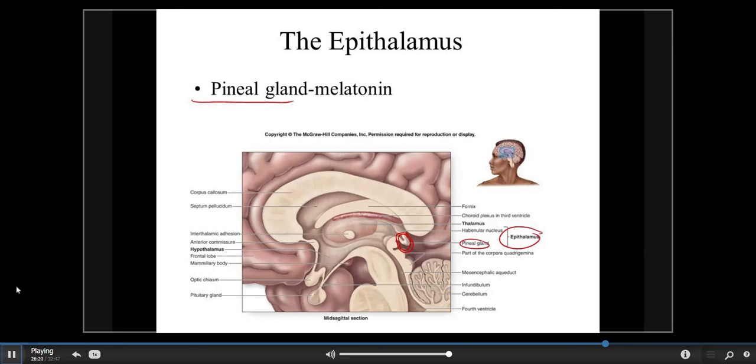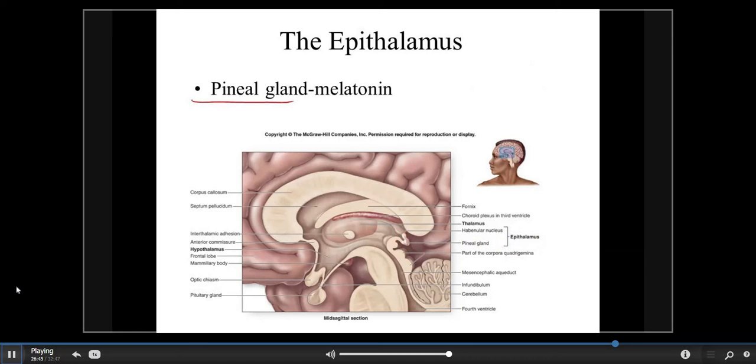Now, this gland is responsible for secreting melatonin. This is involved in your sleep cycle. If you're a lower vertebrate, this gland is considered your third eye. If you are a lower vertebrate, third eye, it's involved in circadian rhythms, right?